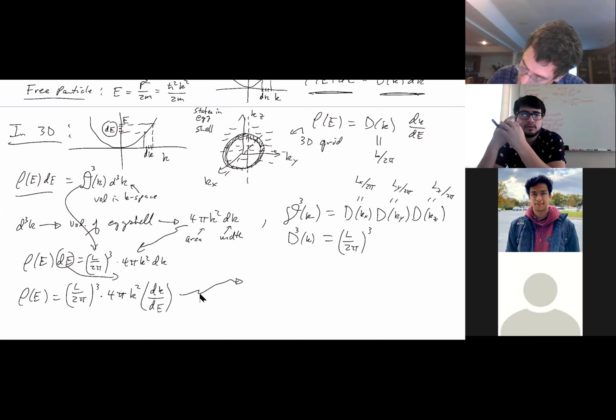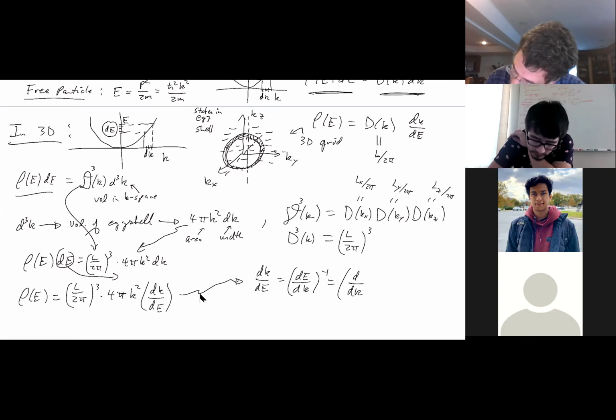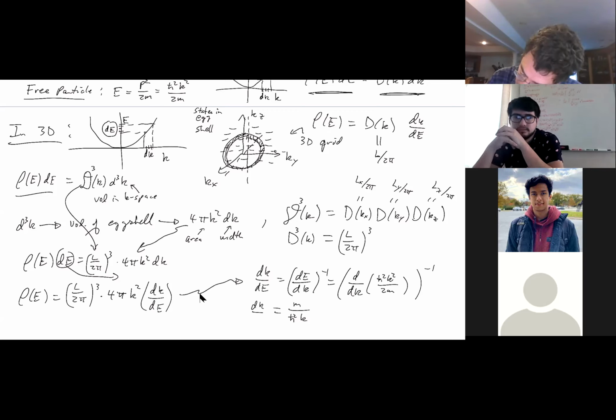It's pretty straightforward because we know that dk dE is equal to dE dk inverse, which is equal to the derivative with respect to k of the energy, which is h bar squared k squared over 2m, inverse. And so that's going to give me m over h bar squared k, if I do my derivative right and invert it. Yeah, that's it. dk dE. And then we just plug that into here.